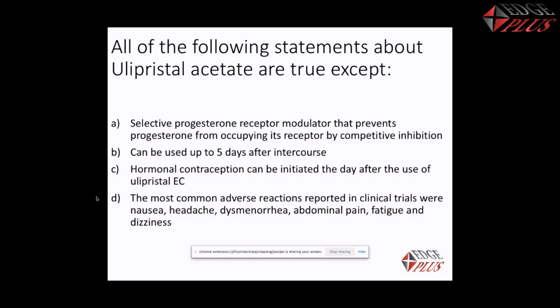Question number 2. All of the following statements about ulipristal acetate are true except which one? Answer A says selective progesterone receptor modulator that prevents progesterone from occupying its receptor by competitive inhibition. Answer B, can be used up to 5 days after intercourse. Answer C, hormonal contraception can be initiated the day after the use of ulipristal emergency contraception. Answer D, the most common adverse reactions reported in clinical trials were nausea, headache, dysmenorrhea, abdominal pain, fatigue, and dizziness.